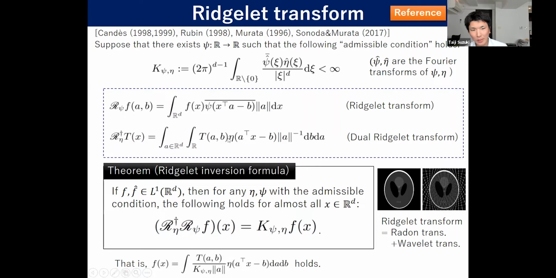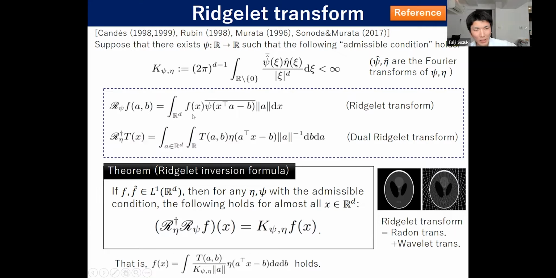According to an activation function eta, we pick one dual activation function psi. Psi can be any function, as long as it satisfies this admissible condition. Any function is okay as long as this admissible condition is satisfied. So suppose that there exists some dual activation function psi.